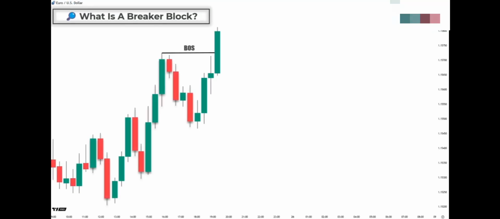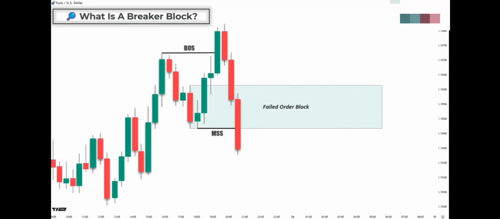First, what is a breaker block? A breaker block is an area where an opposing side order block fails to hold, gets violated by price, and later becomes a new reaction zone when the market returns to it.